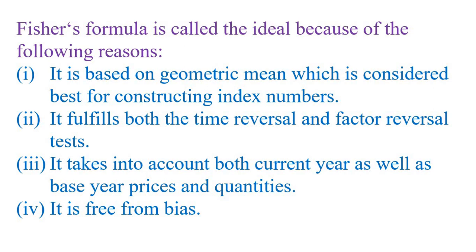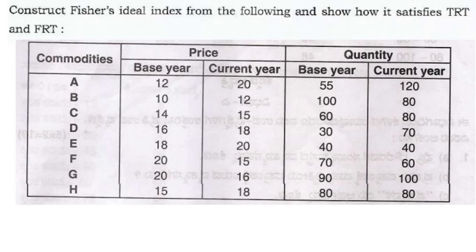It is free from bias, no bias at all. That's the reason the Fisher ideal index, the Fisher formula, is called the ideal index number. Called ideal because of these reasons. Clear? Now, how will you solve this problem?